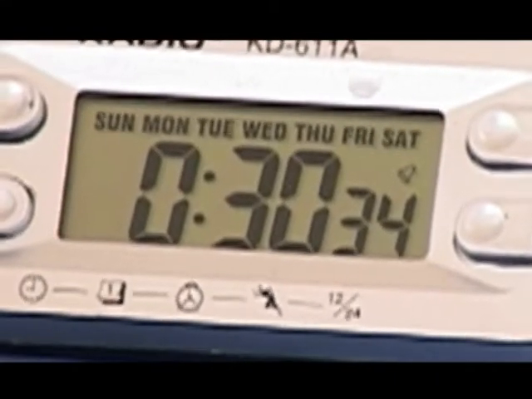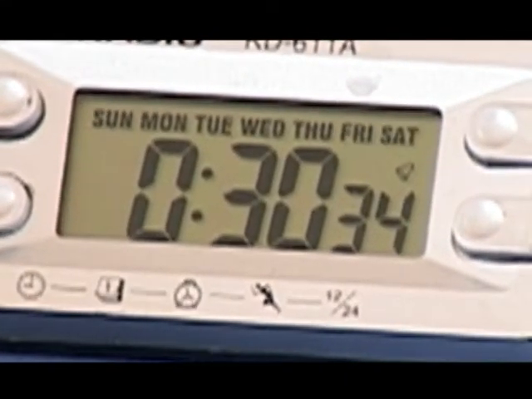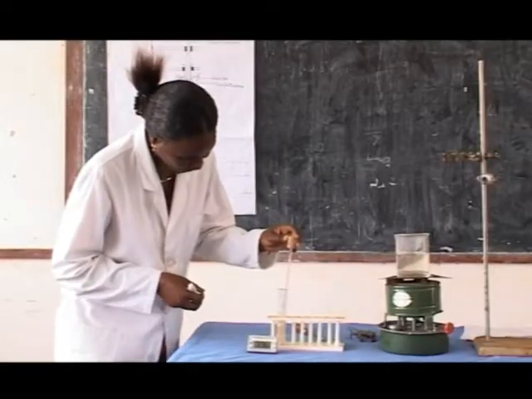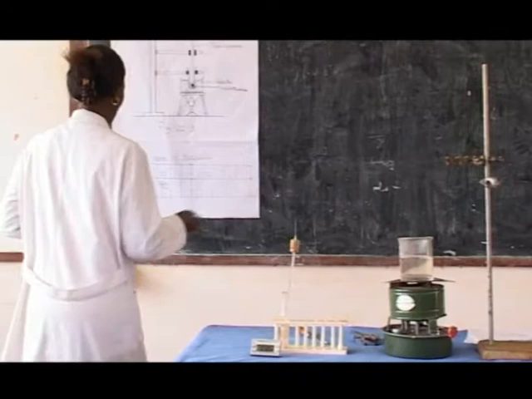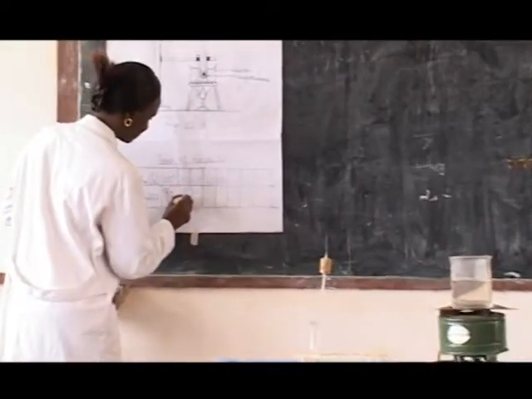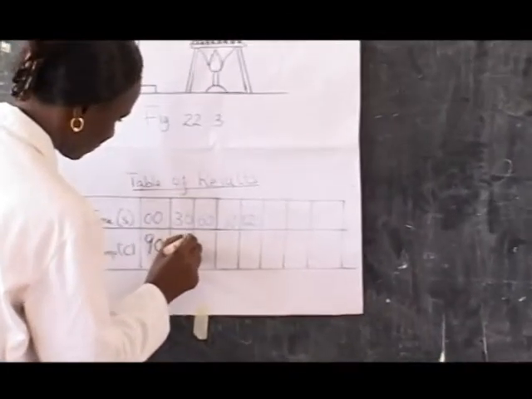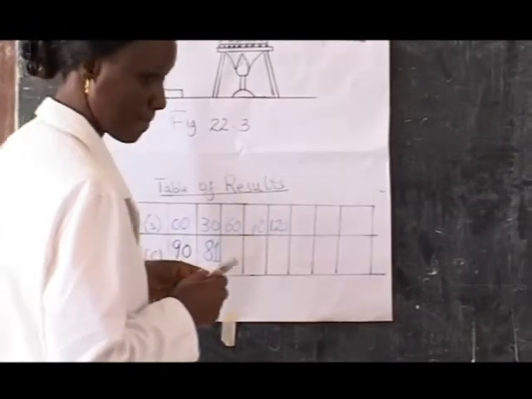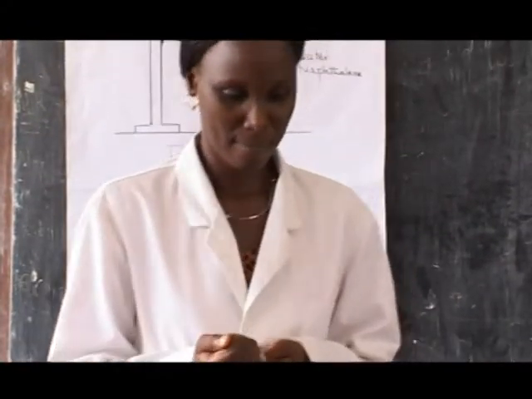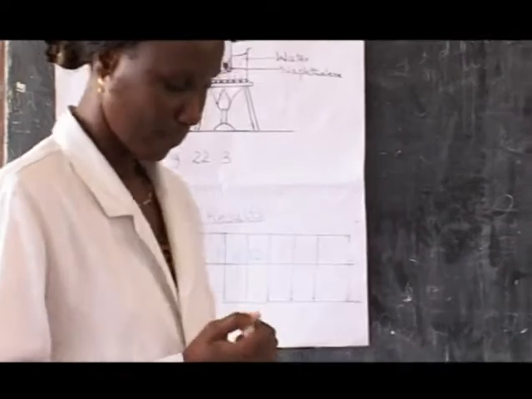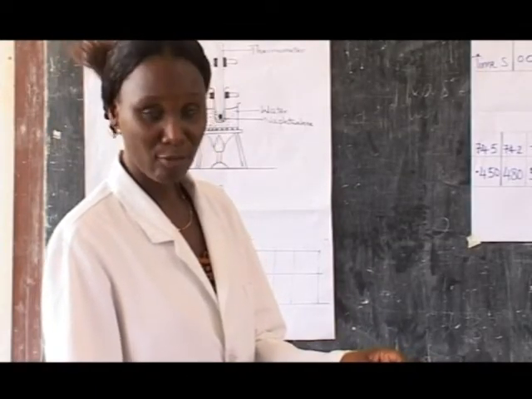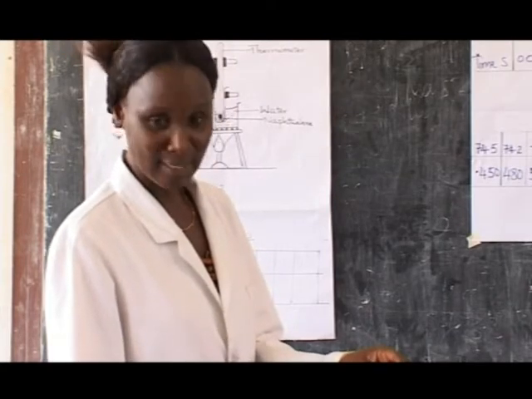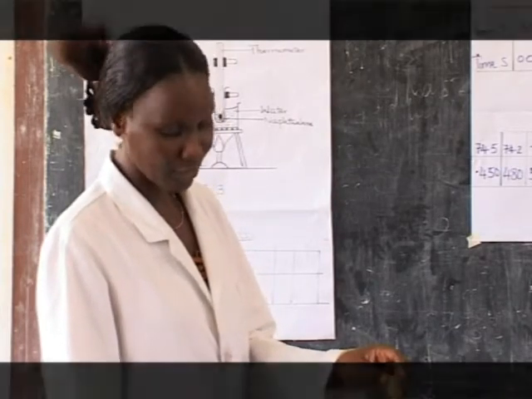After 30 seconds, record the temperature. The temperature is 81 degrees centigrade. Continue recording the temperature at intervals of 30 seconds until the temperature reaches 50 degrees centigrade.